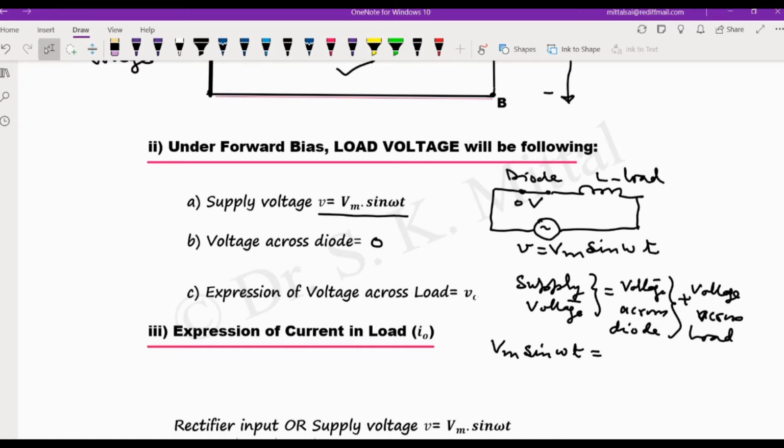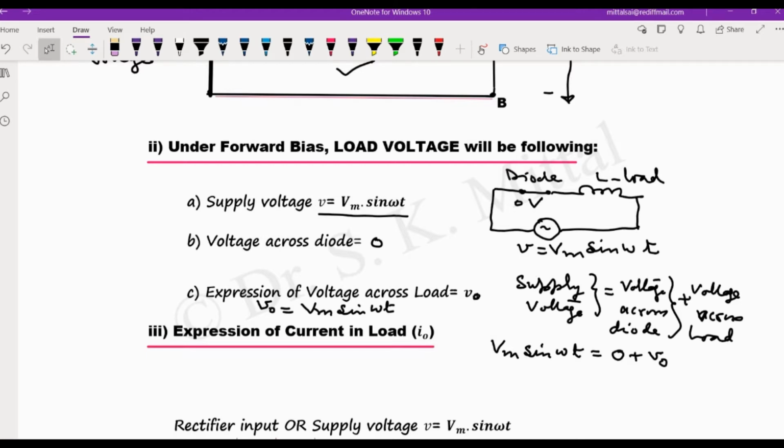We have obtained 0 volt due to its forward bias, so 0 plus voltage across load, which I have represented by V0. So now, what is the voltage across the load? V0. V0 is nothing but it is equal to Vm sin omega t from this calculation. So now we have obtained the expression of output voltage: V0 is equal to Vm sin omega t.